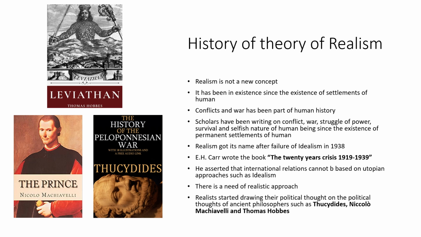But those scholars who studied this and proposed this in ancient times, such as Thucydides, Niccolò Machiavelli, and Thomas Hobbes, wrote about this and gave this philosophy, but they were not able to give a name to it. The name was given after 1938, and the name was realism. So today, students, we're going to study the philosophies of these ancient philosophers and compare their political thoughts with the theory of realism that we study today. So it's going to be very interesting.